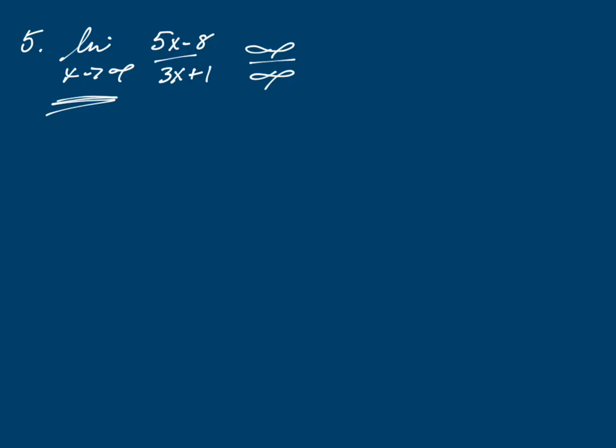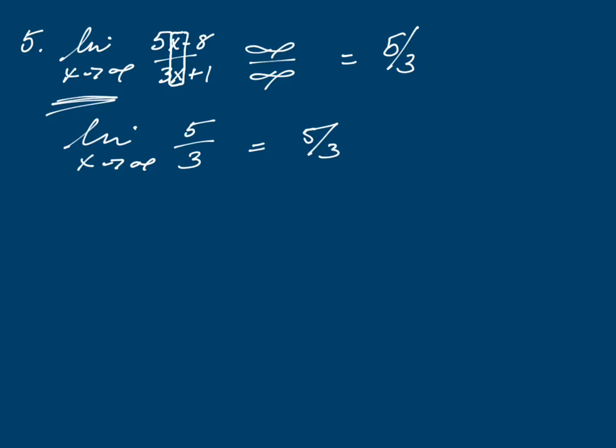Now, I prefer to use the shortcut that you learned, that if the degrees are the same, then it's just the ratio of the coefficients. So we know this is 5/3. But let's use L'Hopital's to show that. So we would take the limit as x goes to infinity of 5/3, which has no x, so it is just equal to 5/3. So that's how you do number 5.